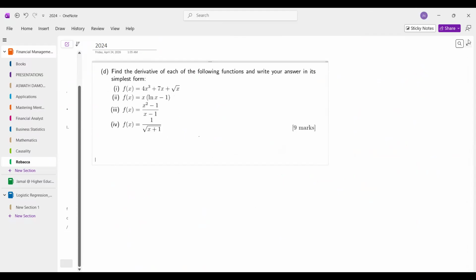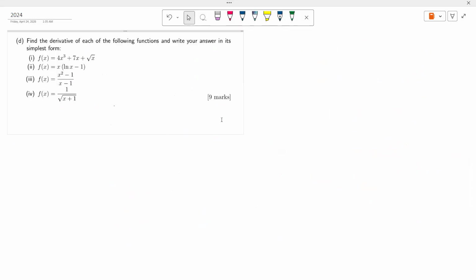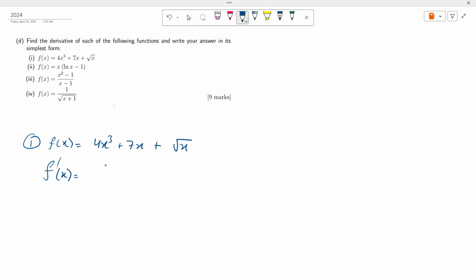Yes, let's solve the D part from the exam paper of 2024. I'm starting from the first part this time. f of x equals 4x cubed plus 7x plus x under root. Now, simply apply the power rule on all of these terms. If I take the derivative, I'll get 12x squared plus 7 plus x raised to the power half.